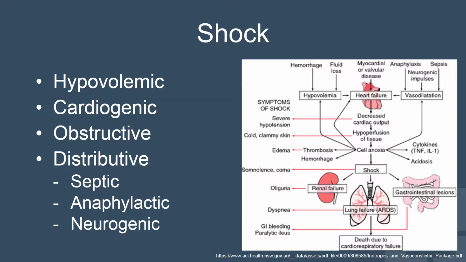Over here on the right, we can see an image of the end-stage symptoms of shock, including severe hypotension, cold clammy skin, edema, somnolence and coma, oliguria, dyspnea, and GI bleeding and paralytic ileus. Now, each one of these different symptoms are signs of end organ failure that we are looking for that determines whether or not a patient is experiencing shock. We use these findings to not only diagnose shock, but to see the reversal of these findings in the resolution of different shock states.